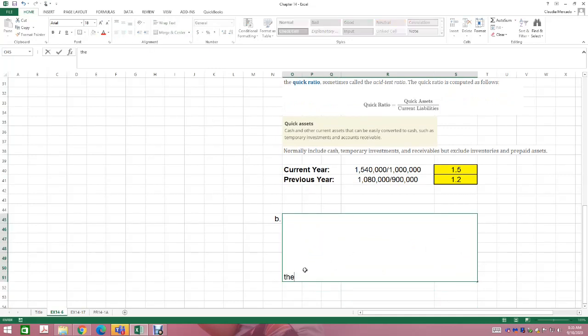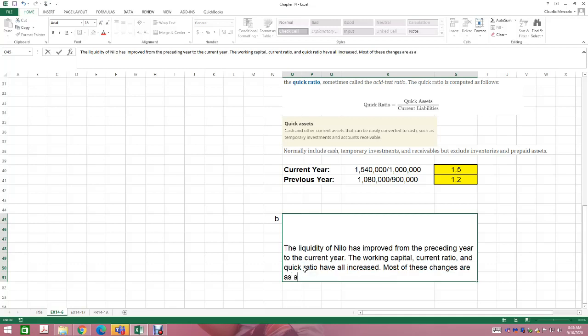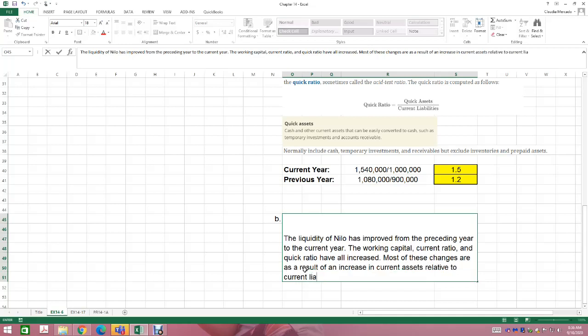So I can say here that the liquidity of NILO has improved from the preceding year to the current year. The working capital, current ratio, and quick ratio have all increased. Most of these changes are as a result of an increase in current assets relative to current liabilities.